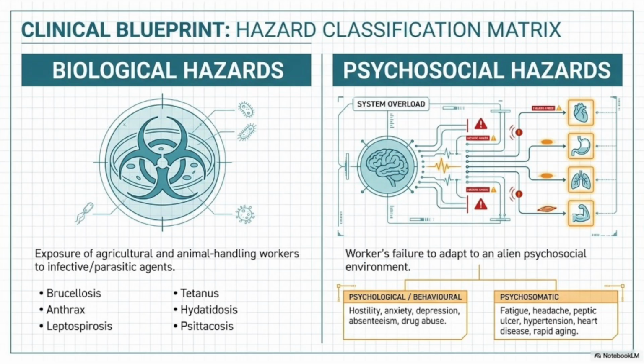Healthcare workers are at risk of tuberculosis, hepatitis B, hepatitis C, and human immunodeficiency virus infection. Farmers and veterinarians may acquire zoonotic diseases such as anthrax, brucellosis, leptospirosis, and rabies. Vaccination, infection control measures, and personal protective equipment help reduce these risks. Psychosocial hazards are increasingly important in today's workplaces.